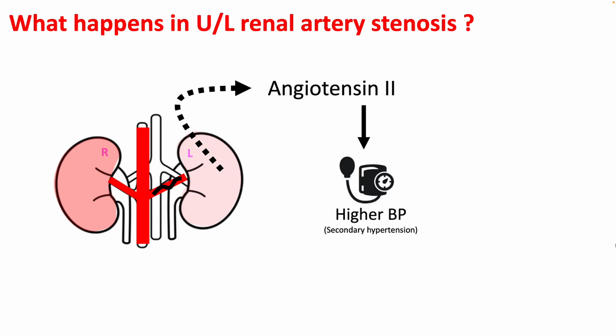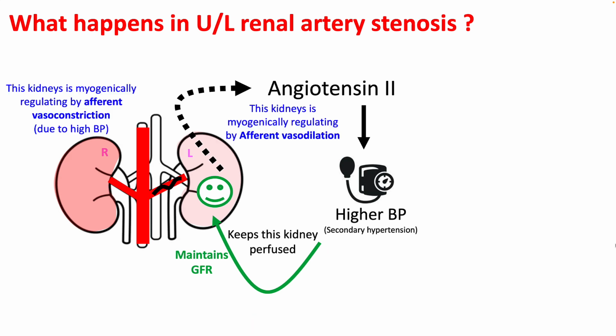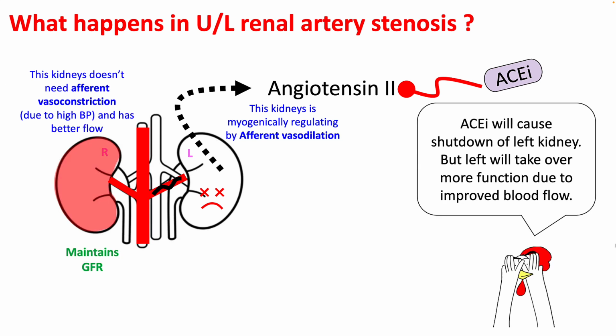In this, your left kidney is underperfused, so it's going to produce angiotensin 2, resulting in secondary hypertension, and this would try to maintain the GFR in this kidney. However, in the long term, it's going to damage the right kidney. The right kidney is myogenically regulating by afferent vasoconstriction because the blood pressure is pretty high, while the left kidney is myogenically regulating by afferent vasodilation. If you give this patient an ACE inhibitor, you would certainly lower the blood pressure and reduce perfusion to the left kidney, while the right kidney now gets perfused better because it doesn't have to do vasoconstriction anymore. So sometimes you will not see any changes in creatinine in this condition, even if you give an ACE inhibitor and you lose one of the kidneys.